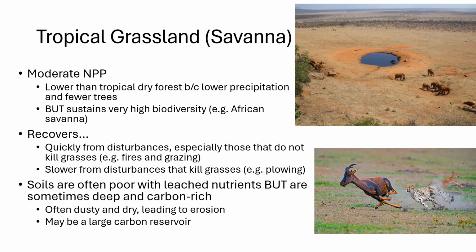The soils tend to be pretty poor with leached nutrients, but sometimes, not often, they do have some deep carbon-rich soils. You do not see that in either of these two pictures, where the bottom one looks like pretty dusty and dry soil, and the top one is that red clay that is very characteristic of much of Africa.